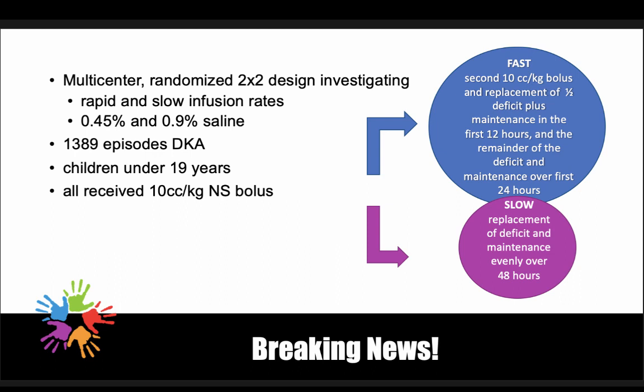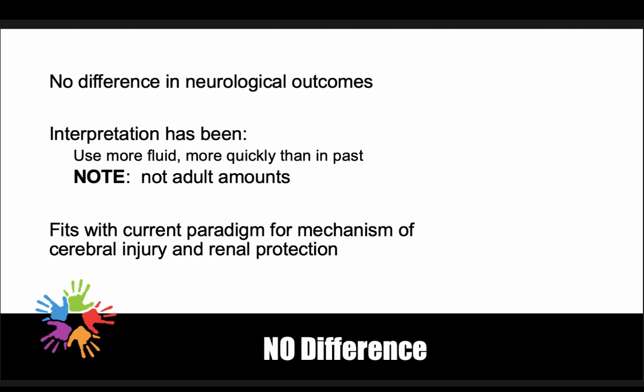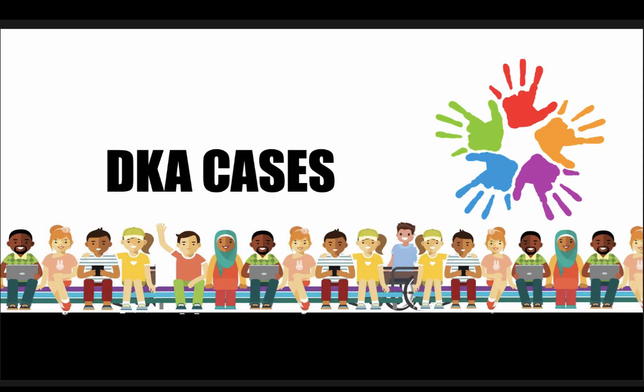And the goal of the study was to help us understand whether there were any adverse neurological consequences as defined as a declining GCS in these children. And there was no difference in neurological outcomes. And this has allowed us to recreate protocols to use more fluid and more quickly than in the past, but it's still not adult amounts. So the protocols that have been released across Canada are still very controlled. It's just a little bit more liberal than before. And so we'll talk about the new TREK-based protocol by going through a couple of cases.